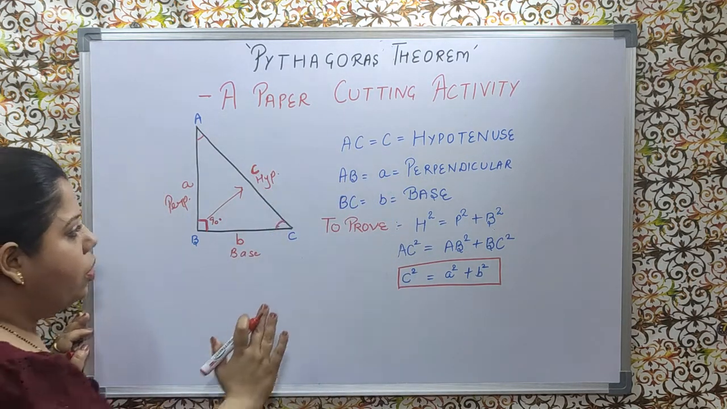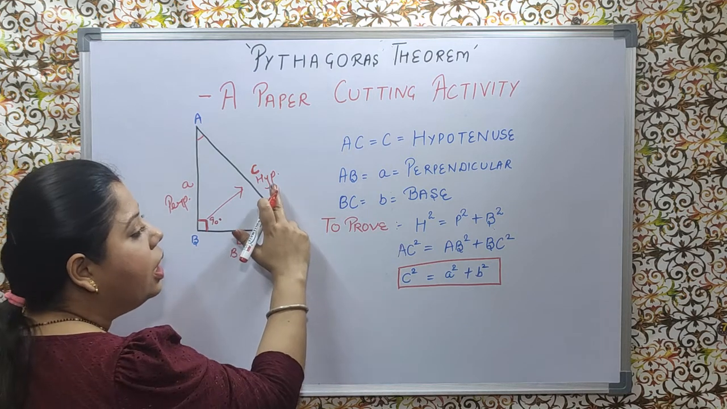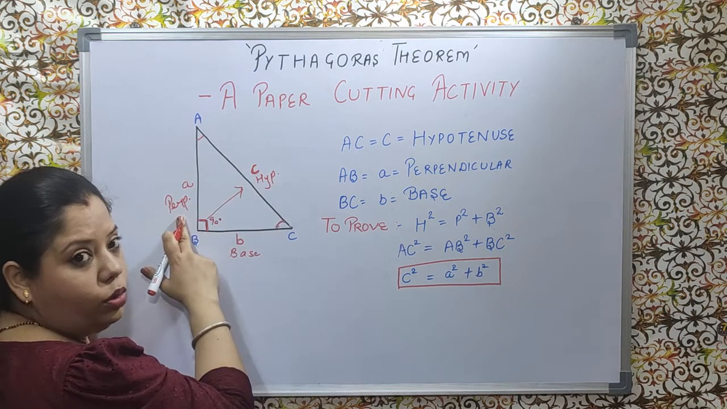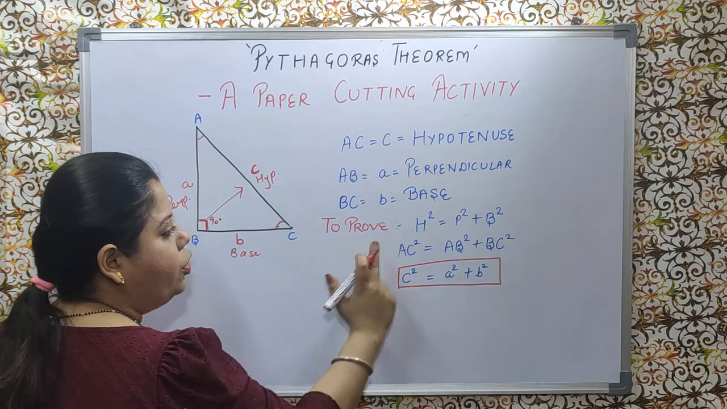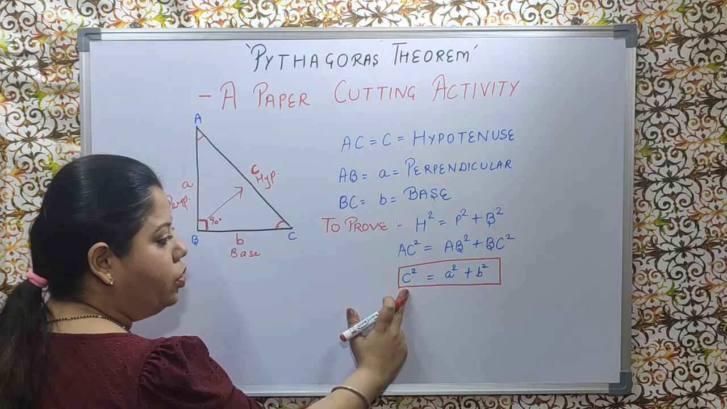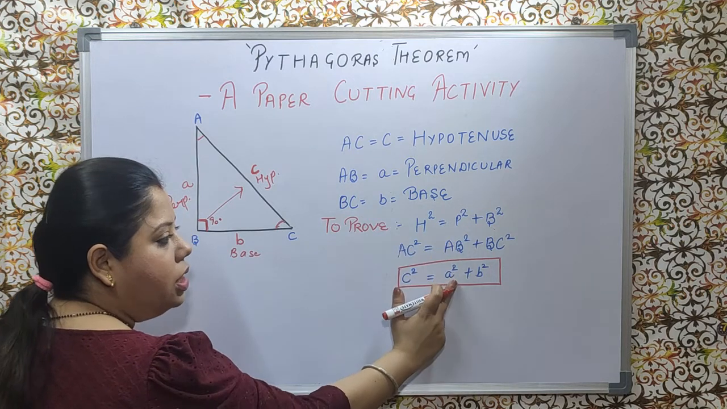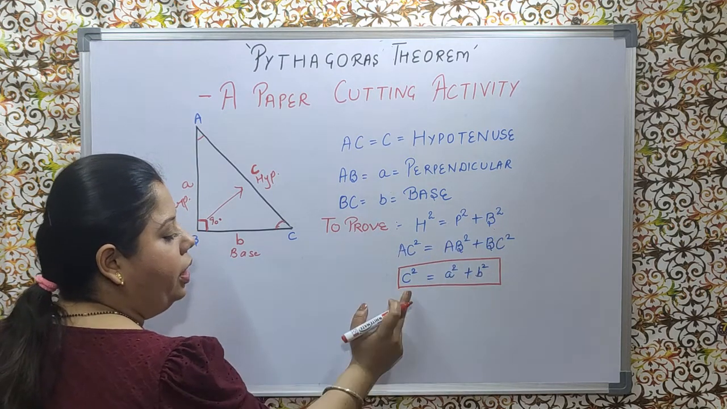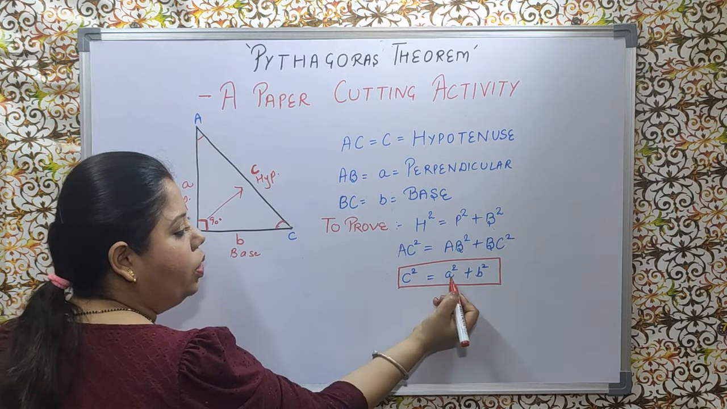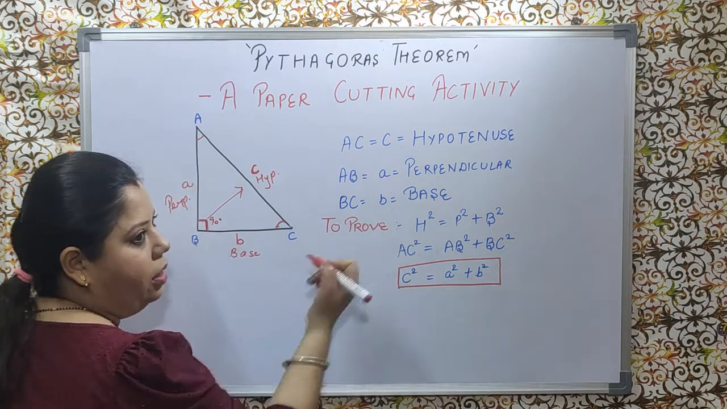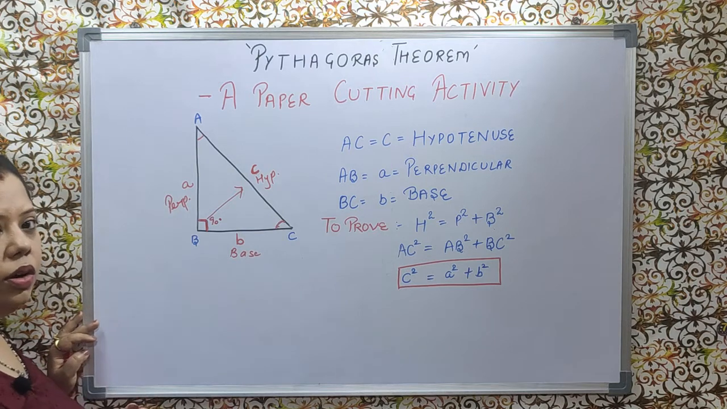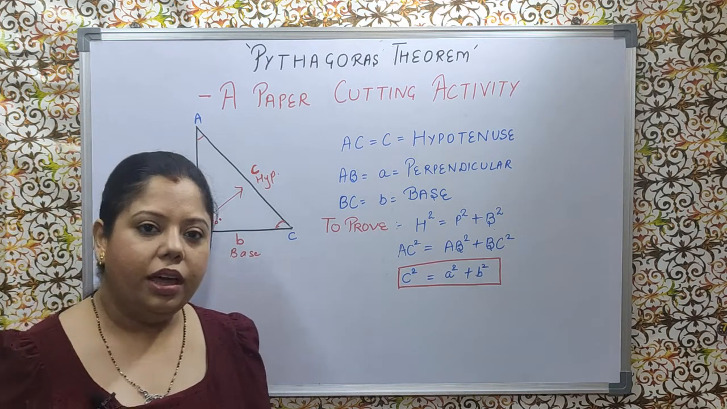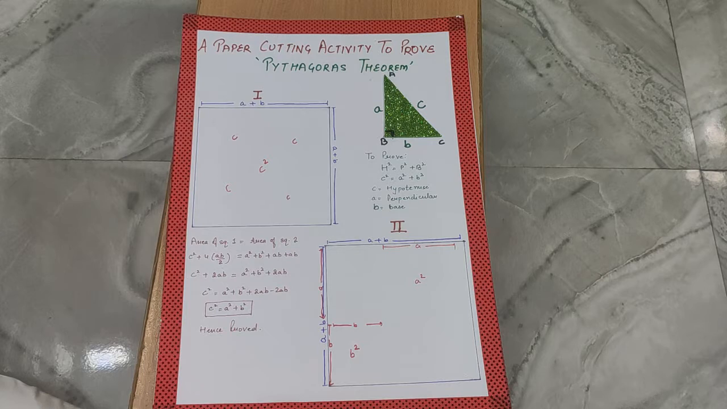According to Pythagoras theorem, hypotenuse square is equal to perpendicular square plus base square. So basically, with hypotenuse equal to C, perpendicular equal to A and base equal to B, I have to prove C square is equal to A square plus B square. So after understanding the basics of Pythagoras, let's start doing the activity.